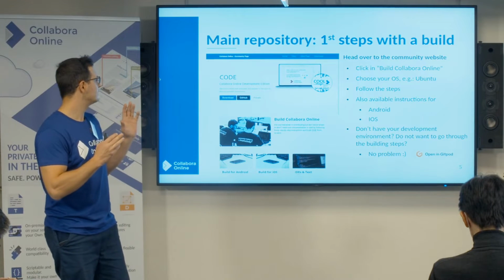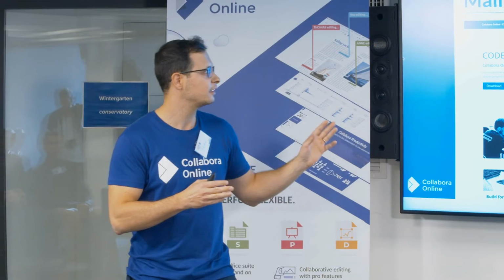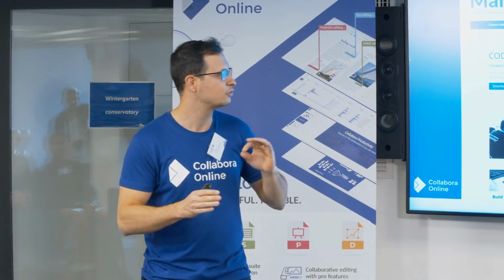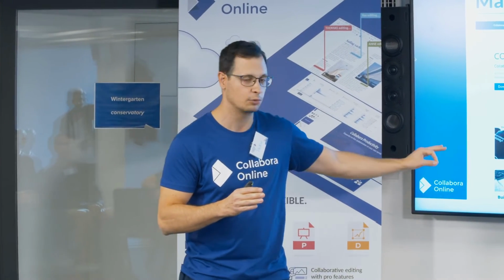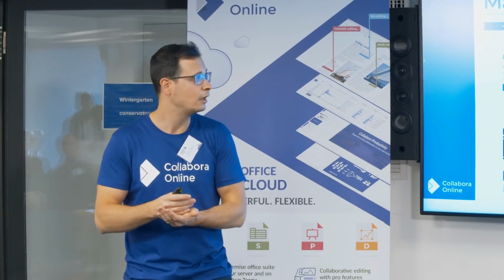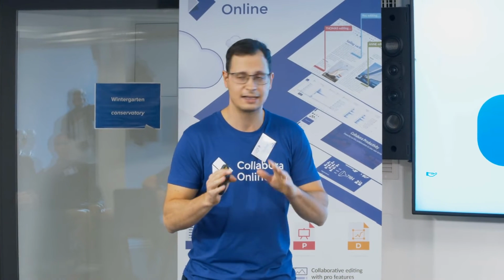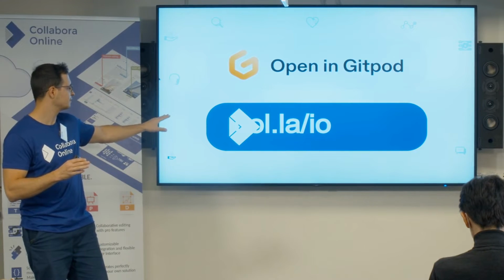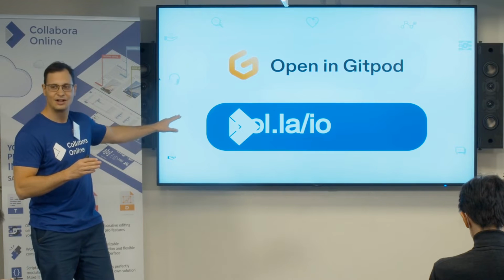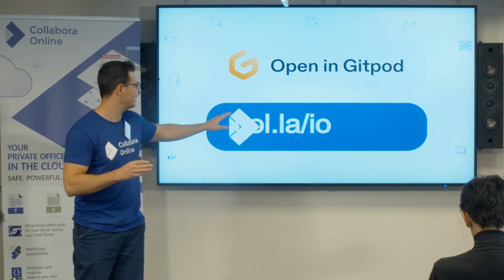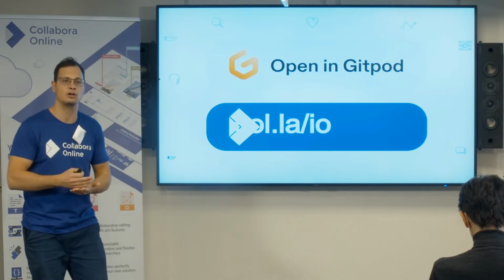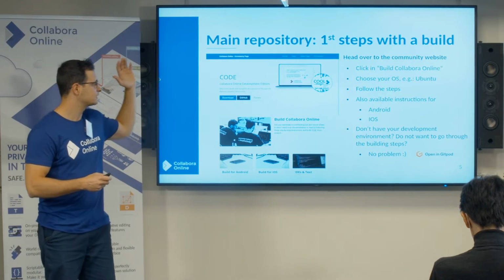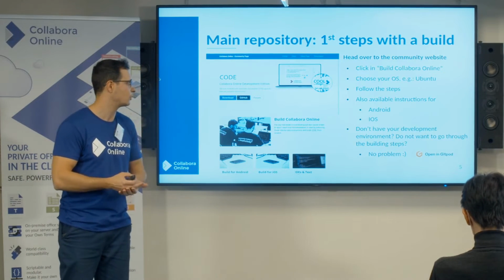Then our main repository, you will clone it, you will check the code, but really interesting is to check our community website. You can access that by going to, it's a problem, sorry about that. So Mikkel's fixing it. Nearly done. call.la/io or collaboraonline.github.io for short. And you will see all the steps on how to build Collabora Online.